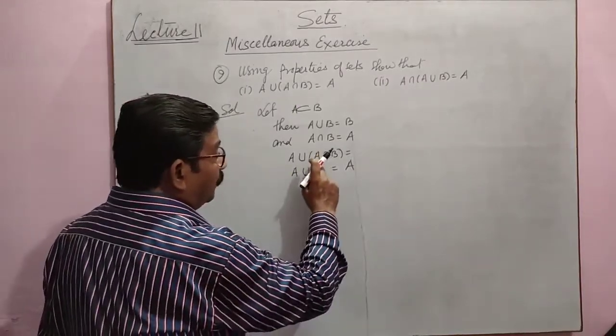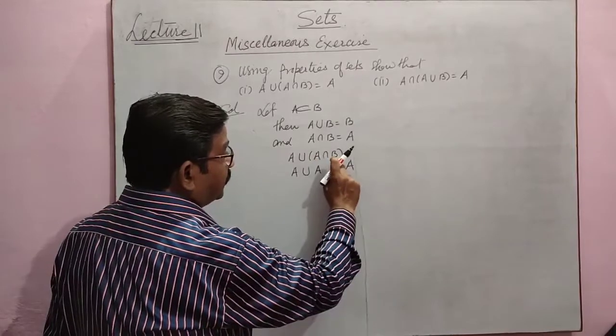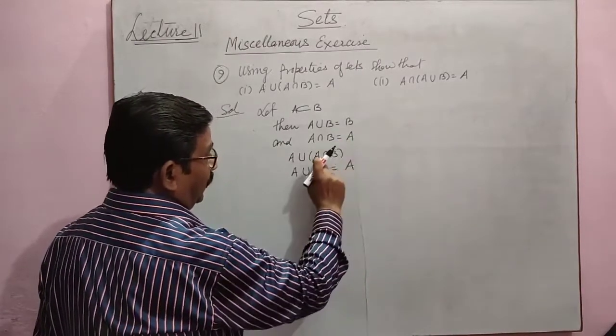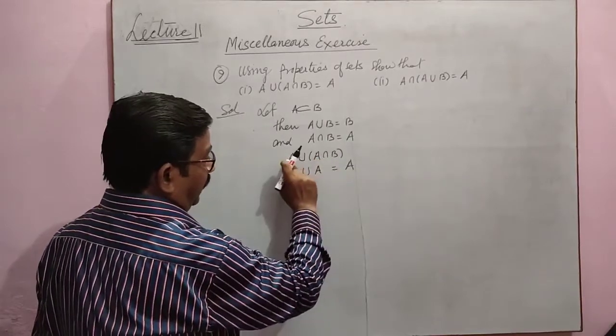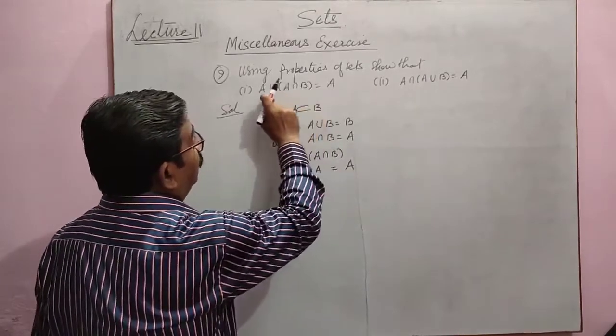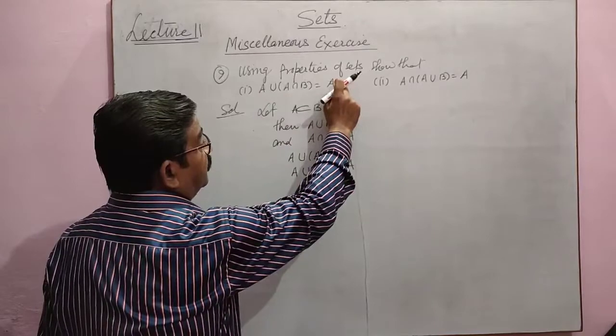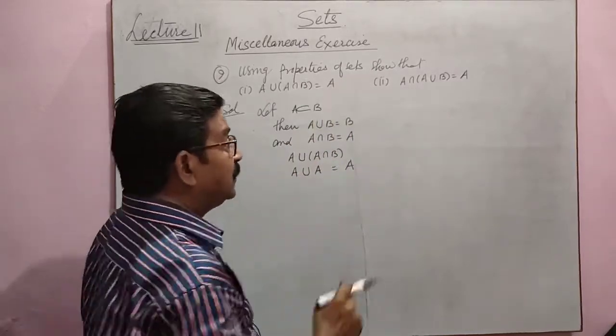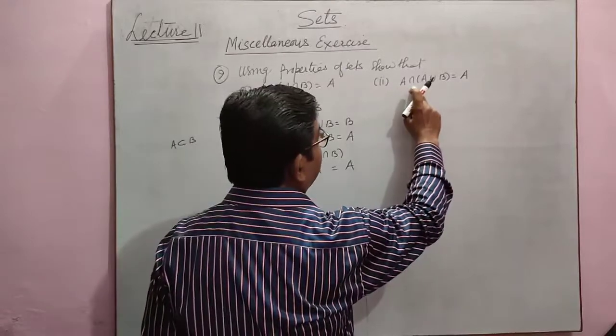Means in place of A intersection B, we write what? A. So here we have written A, and A union B. We had to find the value of this. That must be equal to A. So A union A is equal to what? A. Similarly here, A intersection this.